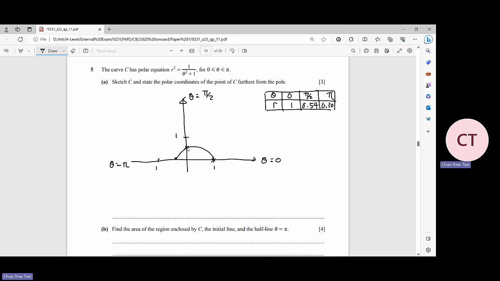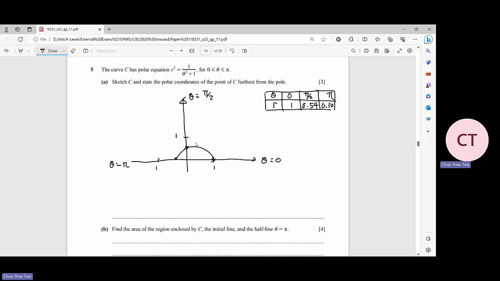Okay, it's not a circle, but when you draw it, it looks like a circle. But in fact, actually, it's a spiral. We don't need to show it until 2 pi. We just need to show our graph until pi. Just like that, done. Okay, so this is the answer for 5A.